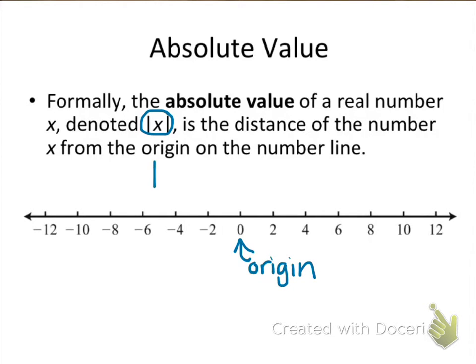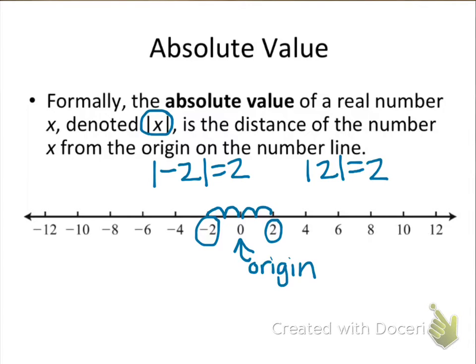So if I had the absolute value of, let's say, -2, here's -2 on the number line, which is 2 units from the origin. But similarly, the absolute value of 2, which is right here on the number line, is also 2 units from the origin. So the absolute value of any number is always positive, because distance is always going to be positive. So absolute value is always positive.